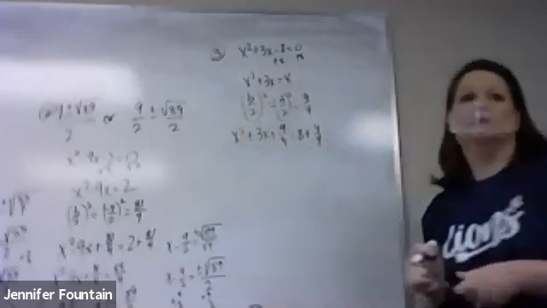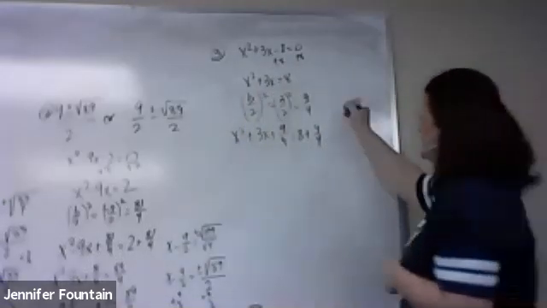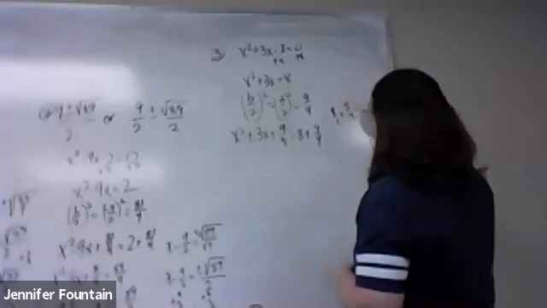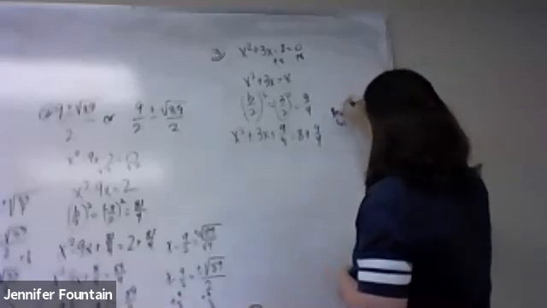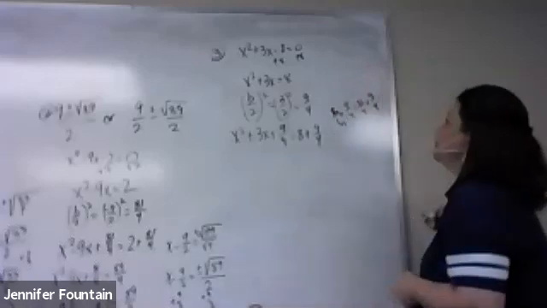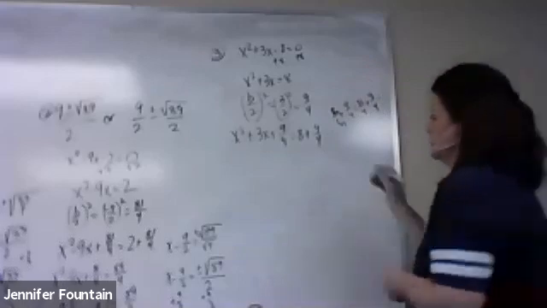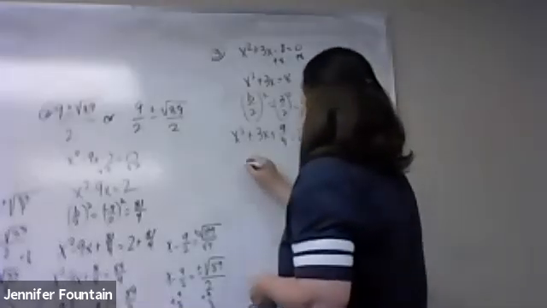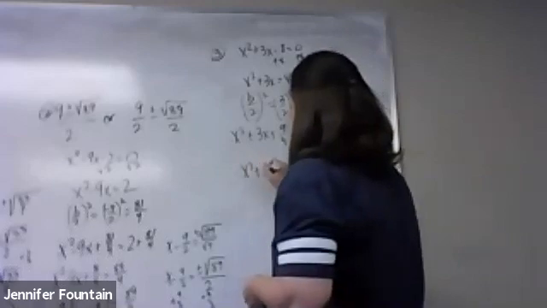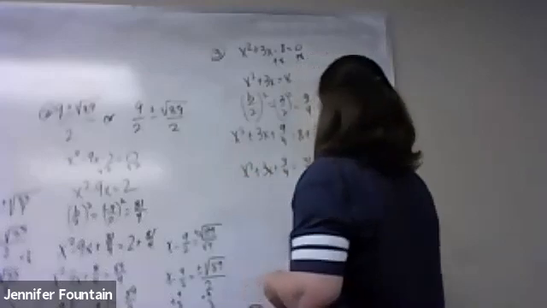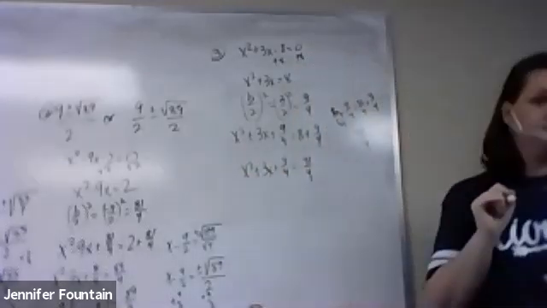Again, I'm adding a whole number and a fraction. So 8 over 1 plus 9 over 4 is, put that over 4, 4 times 8 is 32, plus 9 over 4. 32 plus 9 is 41 over 4. So x squared plus 3x plus 9 over 4 is equal to 41 over 4.